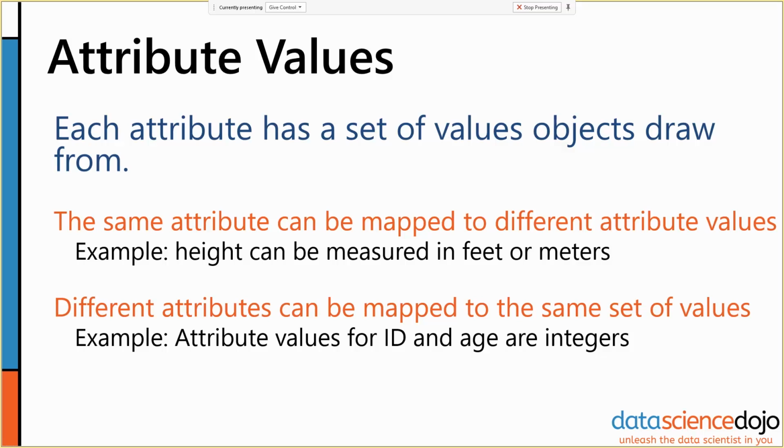Height can be measured in meters or feet. Temperature can be measured in Celsius, Kelvin, or Fahrenheit. Lots of other sorts of things like that. And different attributes will often be mapped to the same set of values. ID numbers and age are both usually given as integer values. Temperature and height are both often given as floating point values, as decimal values.